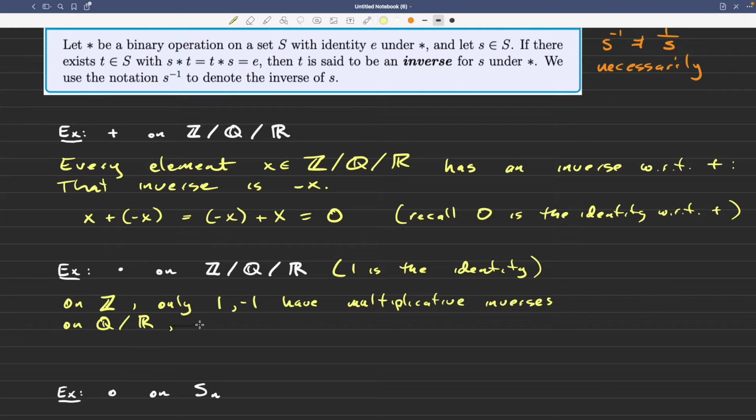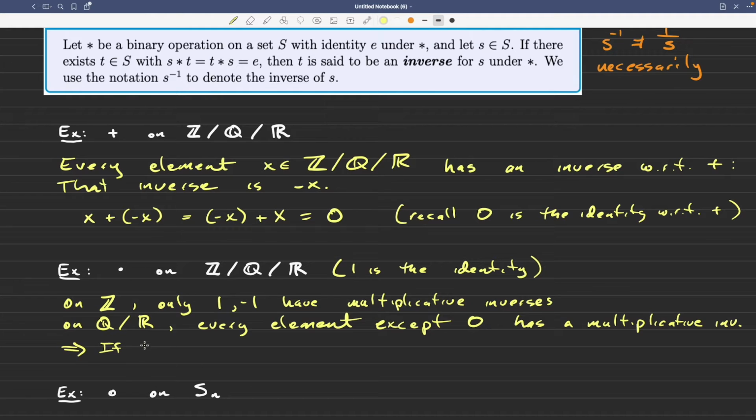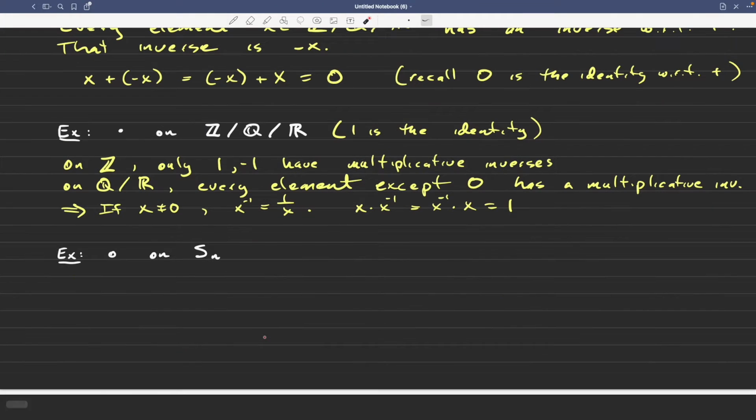On Q and R, every element except 0 has a multiplicative inverse. In fact, if x is not equal to 0, x's inverse is 1 over x. Here the notation x to the -1 exactly means 1 over that number. If you multiply x times x to the -1, that's the same as x inverse times x, and that equals 1. This equation is satisfied for any x not equal to 0, so any x not equal to 0 has a multiplicative inverse, that inverse being 1 over that number. When we were talking about composition on the group of permutations, we know that every element has an inverse.